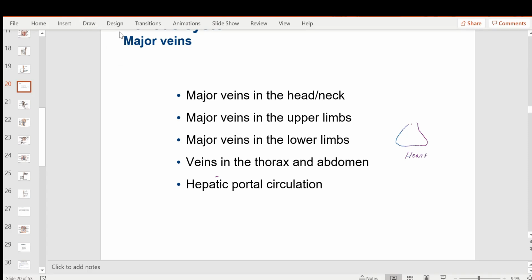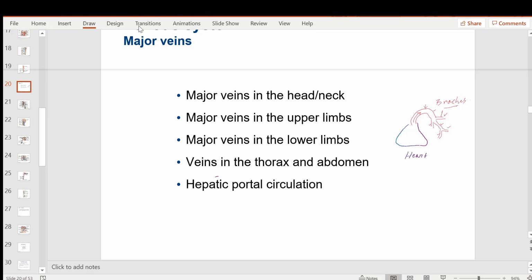So large arteries give branches to the smaller arteries. Okay, so this is a large artery, and blood from the large arteries enters into the smaller arteries, and then from the smaller arteries blood goes to further small arteries. So the arteries take the blood away from the heart, and that's why these smaller arteries are called the branches of the large arteries.